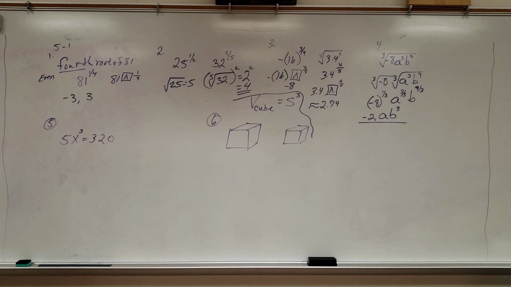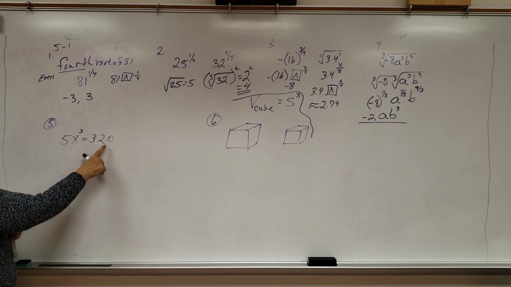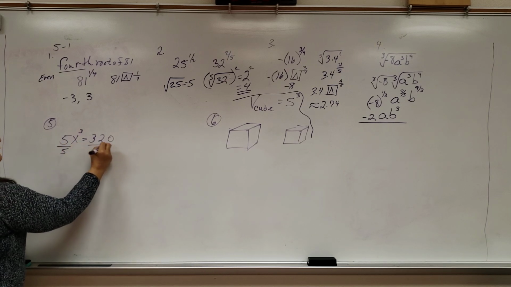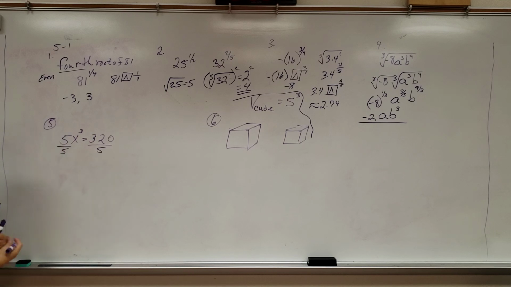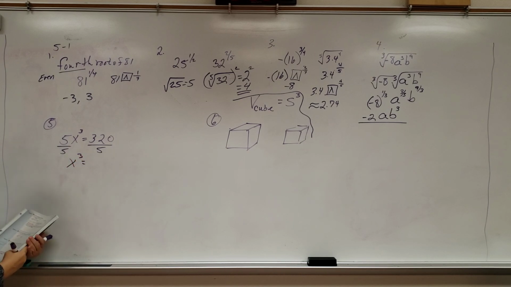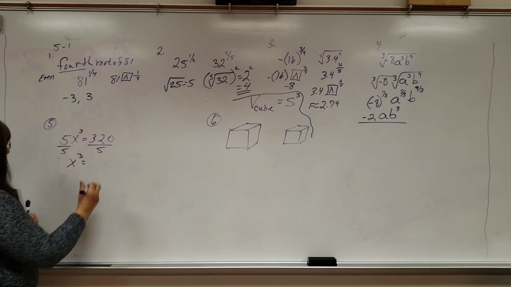All right, another thing we're going to see in section 5.1 is solving equations. So the first thing you want to do when you have an equation like this, where we have 5x cubed equals 320, is you're going to divide by 5. You have to get rid of the number next to the exponent with cube. So we end up with x cubed equals 64.